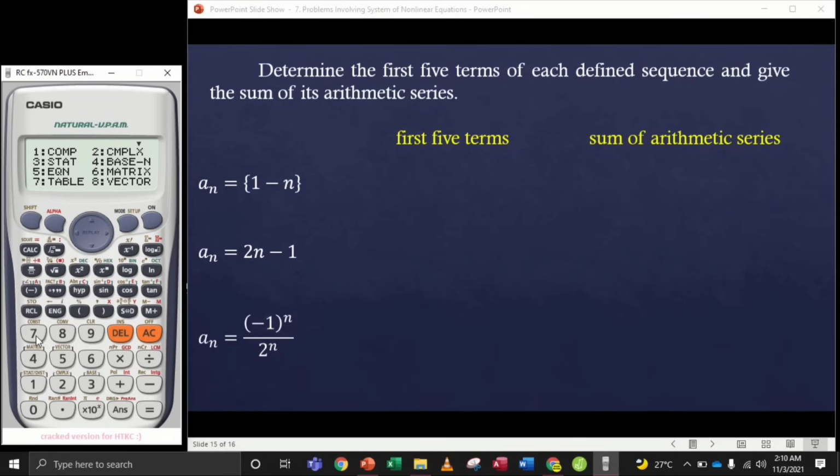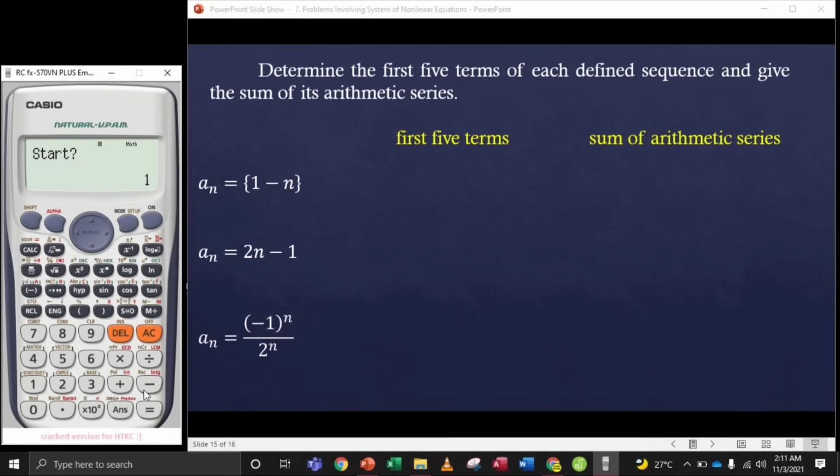So, pindutin yung 7. Yan yung lalabas. And then, instead na n, wala tayong mahanap na n dito, so x yung ilalagay natin. So, 1 minus alpha x. Para makuha natin yung x dito, pindutin muna yung alpha, then x. Then, shift. Okay, shift muna. Dapat makita yung s doon. And then, ito yung calc. Okay, pindutin yan. Equals lang.